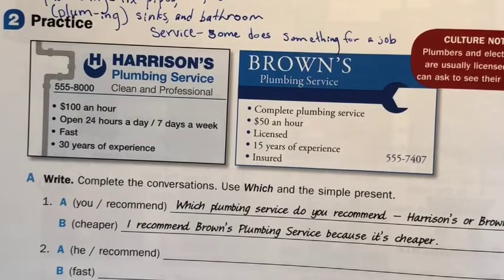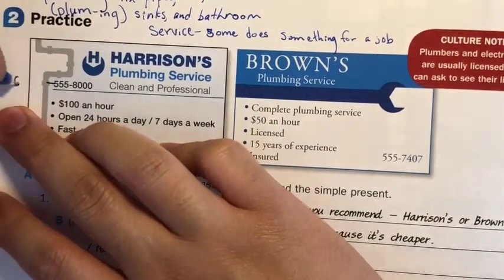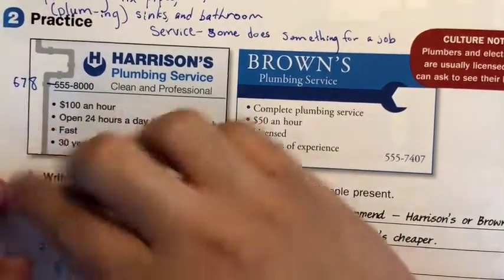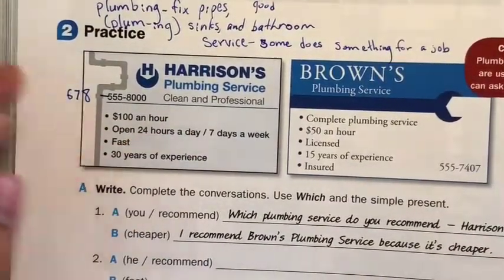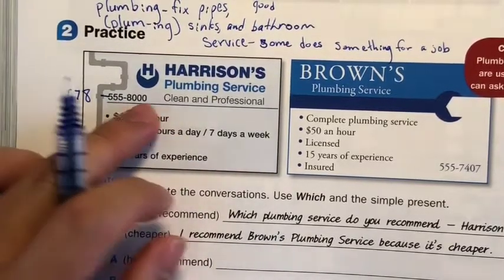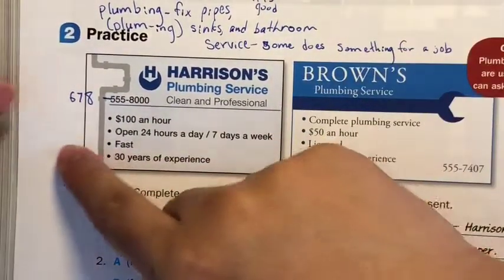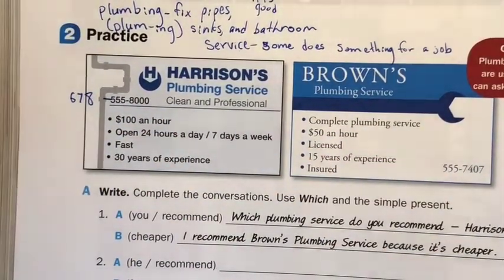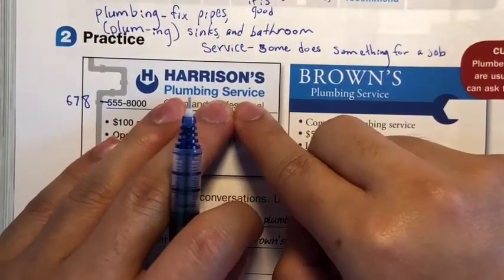So usually you should include the area code. So let's just say 678. This is the full phone number now, okay? But in the book example, they only give you the 7 numbers. But usually on a business card, you need all 10 numbers. Okay, so the name is Harrison's Plumbing Service.